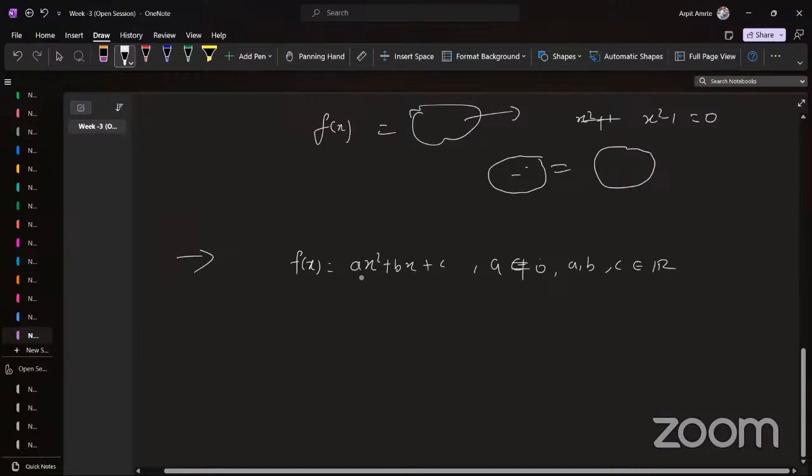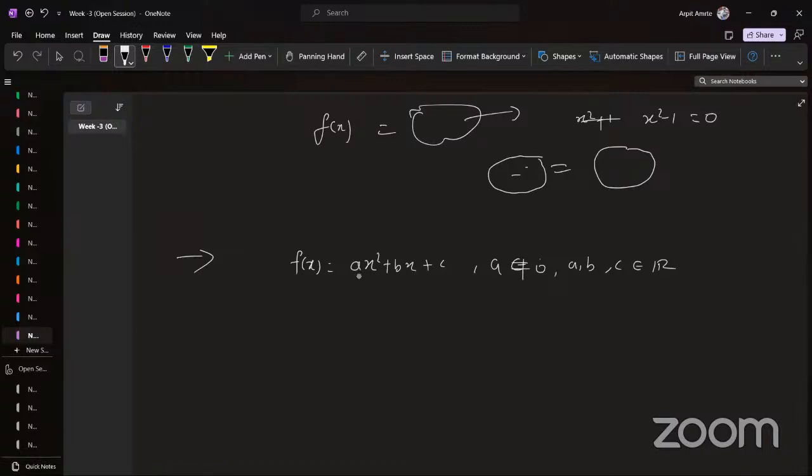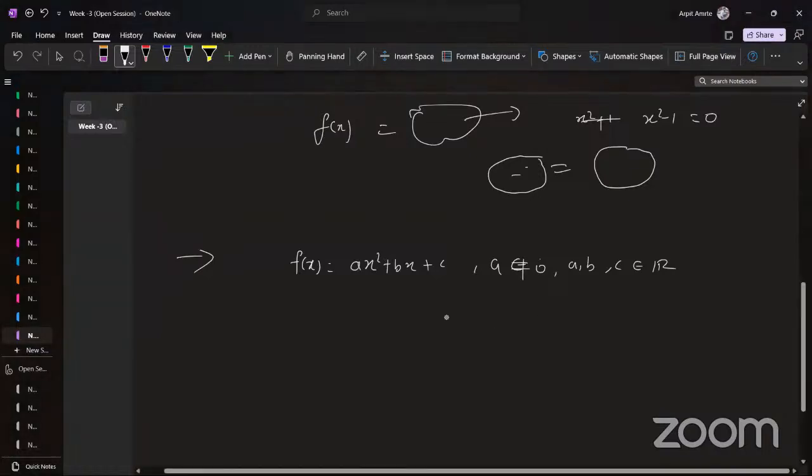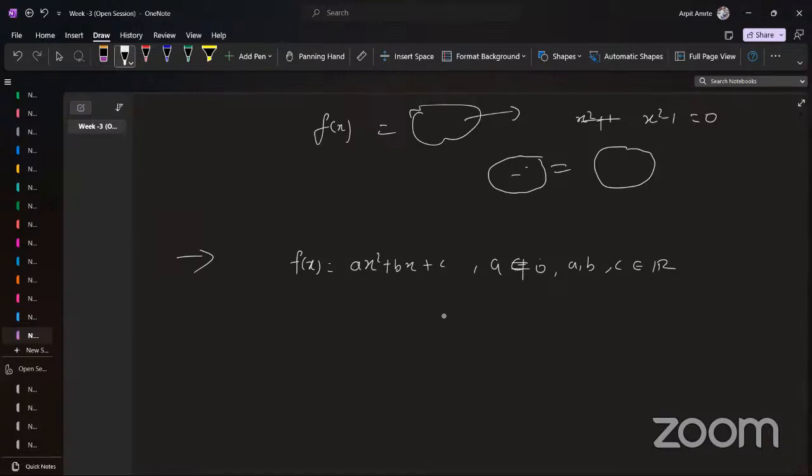Here, what you can do is put different values of a, b, c, and you can obtain similar kinds of functions. So this is a class of functions. Class of functions means that this is a set of all the functions which look like this, and each member of this set is known as a quadratic function. You're getting my point now? Those functions which look like this are known as quadratic functions.